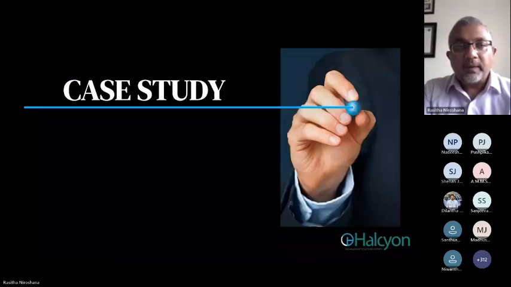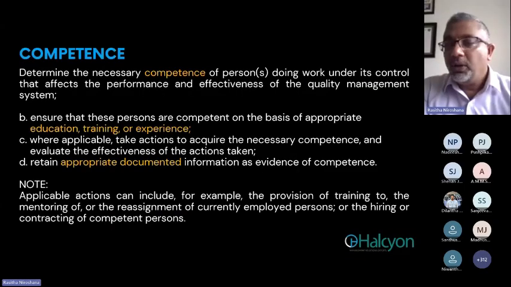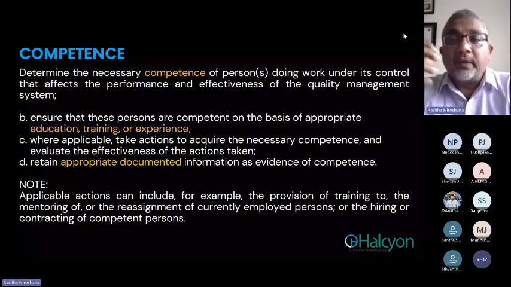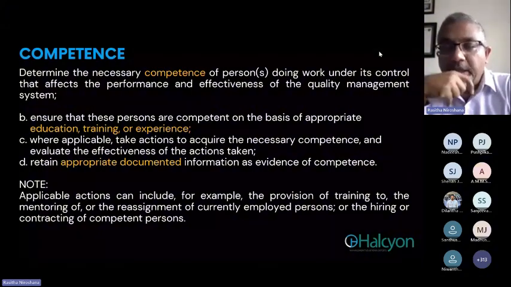Now, what I want you to do is identify a few areas, risk areas, right? You identify a few areas like setting objectives, right?